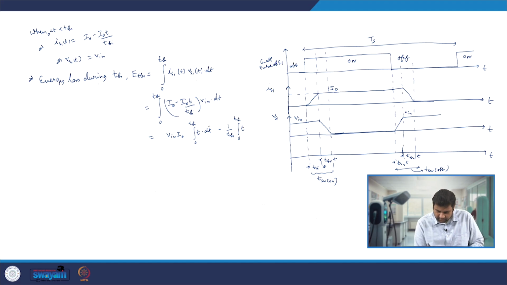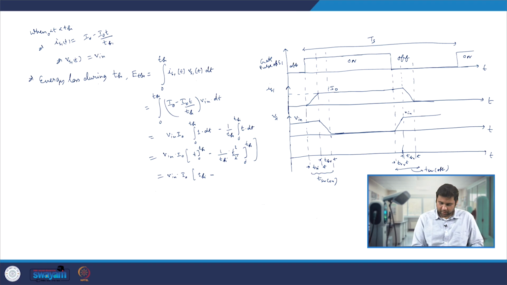Now here it is, since here it is 1, here it is t dt, and when we do this, we will get Vin I naught t from 0 to TFI minus 1 by TFI t square by 2, 0 to TFI. This when we do, Vin I naught times TFI minus TFI square by 2 TFI, TFI gets cancelled, TFI by 2, and that will be Vin I naught TFI by 2.